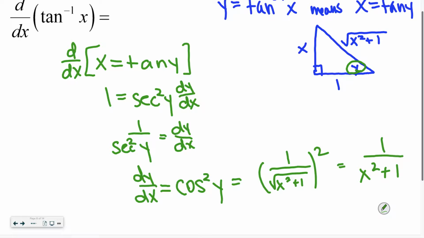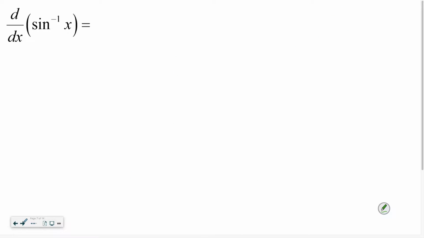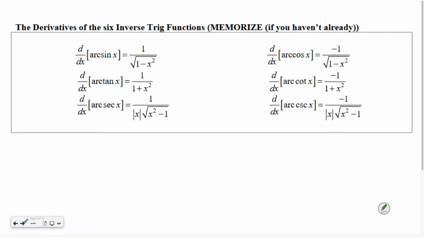Okay? I am not expecting you to be able to regurgitate this, but this is where this formula comes from. What I need you to be able to do is, when you see the derivative of inverse tangent, you are going to know that it is 1 over 1 plus x squared. Go ahead and write that first.